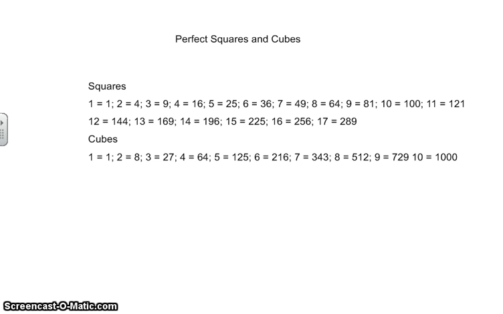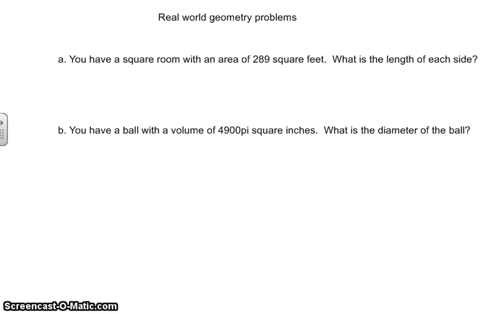Okay, perfect squares and cubes. Yes, we need to know all our perfect squares and cubes. Here's a list. You can pause it on this if you'd like to see more. Real world geometry problems. You have a square room with an area of 289 square feet. I will draw my square. This is 289. So area equals s squared.